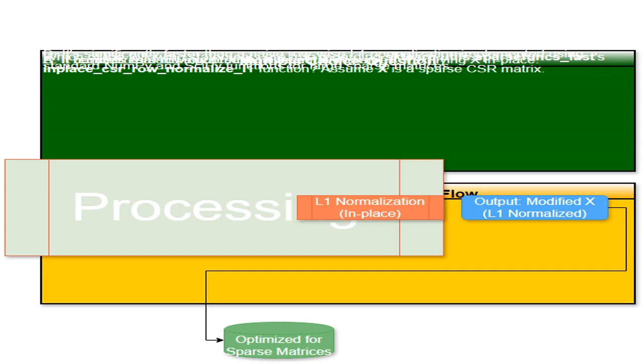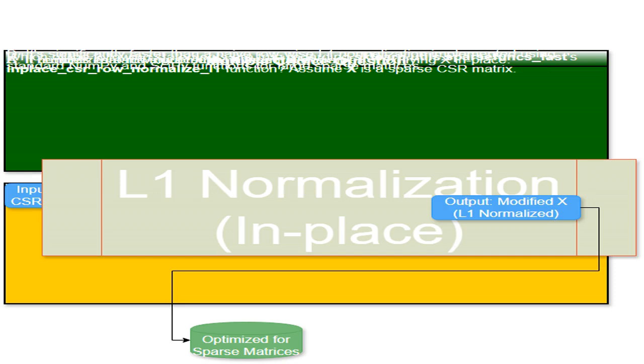This is the main part of the function, where the action happens. It's going to do some number crunching, and that's where the magic begins. The function performs L1 normalization. This means it scales each row of the matrix so that the sum of the absolute values of its elements equals 1. Importantly, it does this in place, meaning it directly modifies the original matrix X without creating a copy. That saves memory and makes it more efficient.